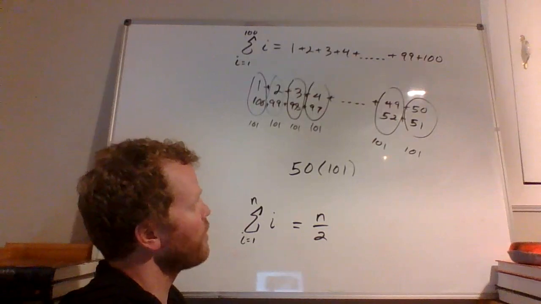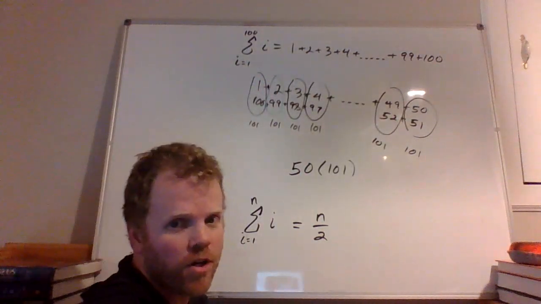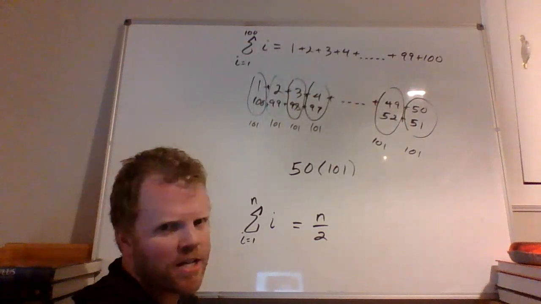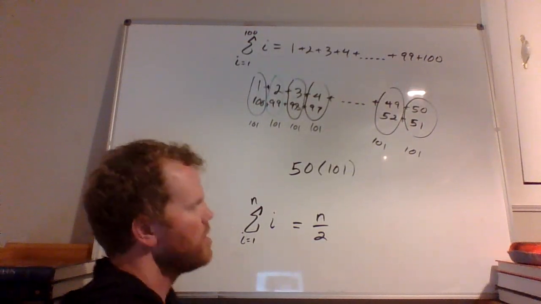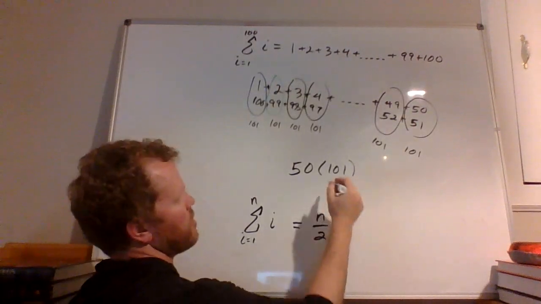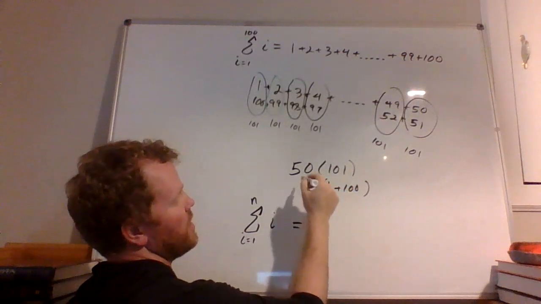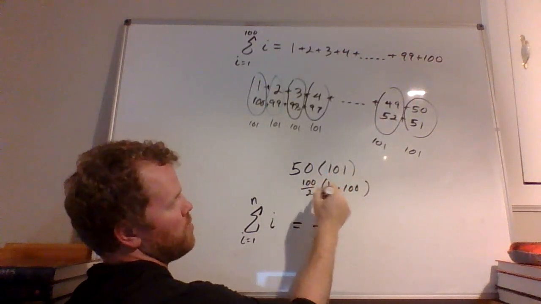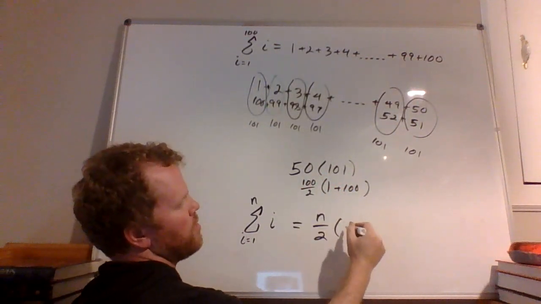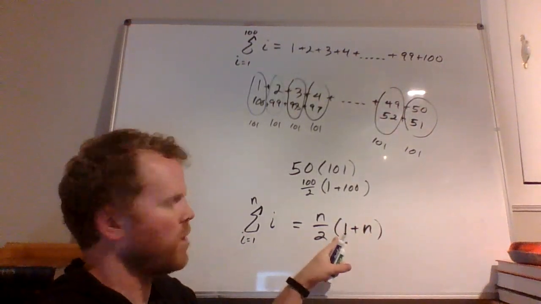Where's this 101 coming from? It's coming from the first number, 1, plus the last number, 100, or the second and the second to last, or the third and the third to last. But it's easier to just do first and last. So the first number is 1 plus the last number, which is 100. This is 100 divided by 2 times 1 plus n. N is the last number, 1 is that first number.